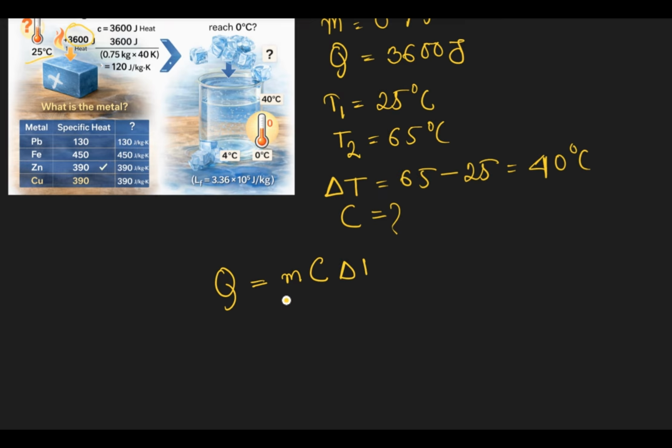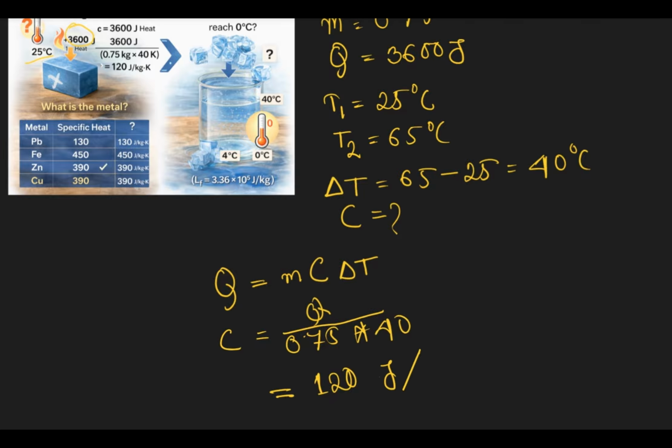mCΔT, or delta T. So we have to determine the value of C, which is Q over 0.75 times 40. So the value of C is equal to 120 joule per kg per degree Celsius.